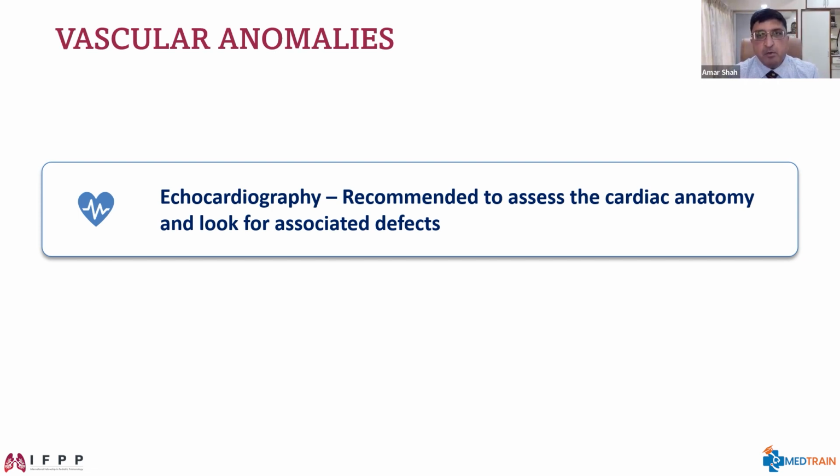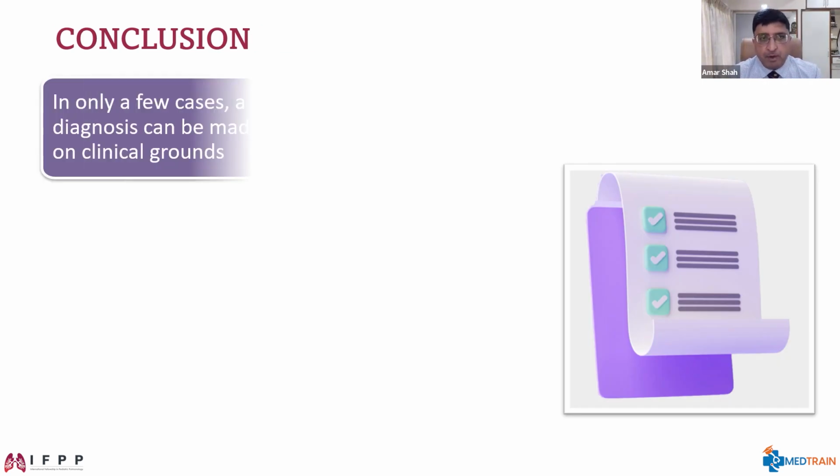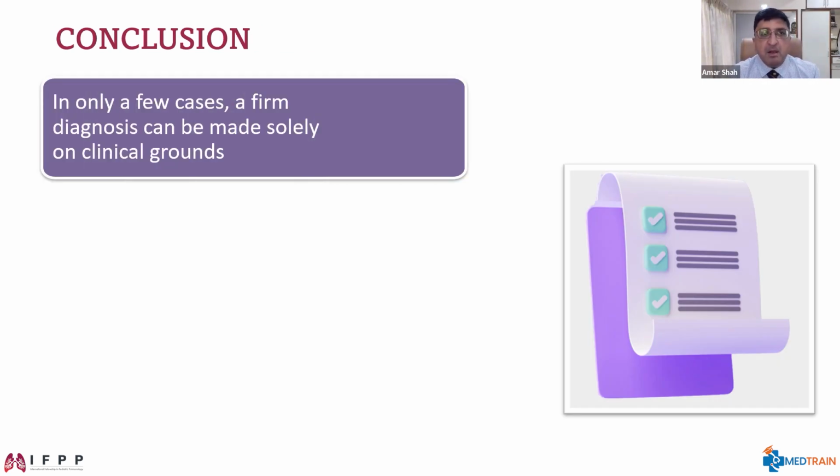Echocardiography is recommended to assess the cardiac anatomy and look for associated defects. A CT scan or MR angiography accurately depicts the hilar anatomy and delineates the collateral vascular network. And it is only after this that a management protocol can be carried out for these patients. So to conclude, for congenital lung anomalies, only a few cases may be there where a firm diagnosis can be made solely on clinical grounds.